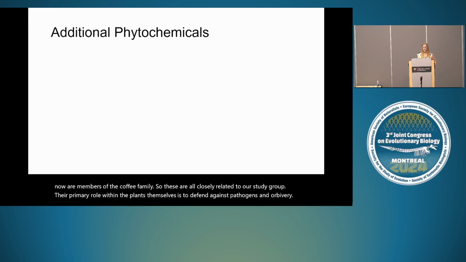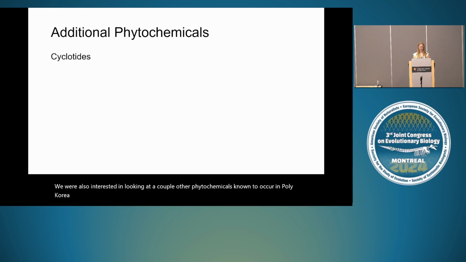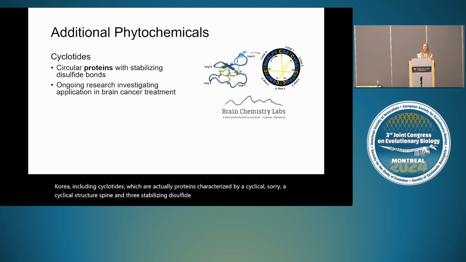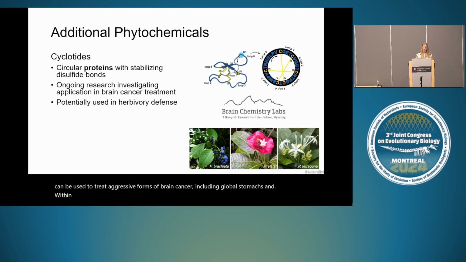We were also interested in looking at a couple other phytochemicals known to occur in Palicourea, including cyclotides, which are actually proteins characterized by a cyclical spine and 3 stabilizing disulfide bonds. There's ongoing research with some of our collaborators at the brain chemistry labs out in Wyoming, looking at how these can be used to treat aggressive forms of brain cancer, including glioblastomas. And within plants, some evidence has suggested that they actually work cooperatively with alkaloids to help prevent herbivory.